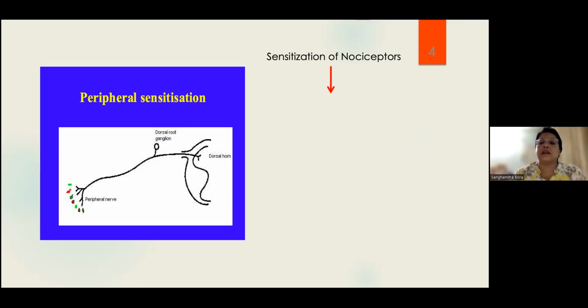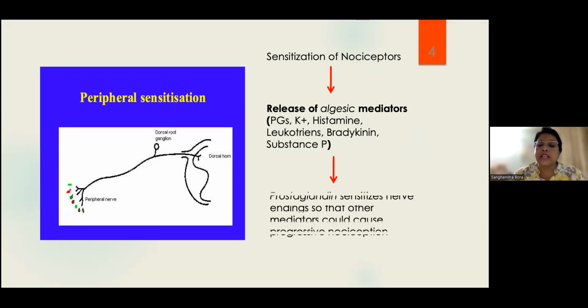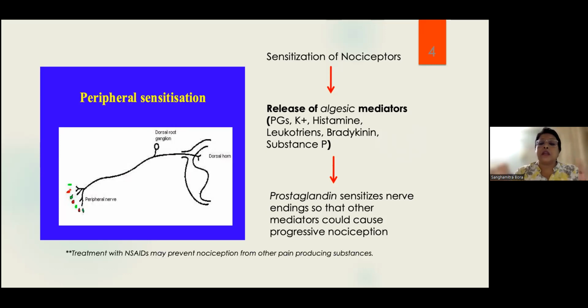These get sensitized, and there is an immediate release of analgesic mediators, and these analgesic mediators are mainly prostaglandins, potassium ions, histamine, leukotrienes, bradykinin, substance P, etc. So these things get released in that particular area, and the main work is actually done by prostaglandin, which sensitizes the nerve endings so that other mediators could cause a progressive nociception of the pain. They could carry away this pain through the peripheral nerve. So the main learning point at this particular stage is that if we treat the pain at this particular point with NSAIDs, the nociception or the carriage of the pain insult through the analgesic mediators can be stopped.